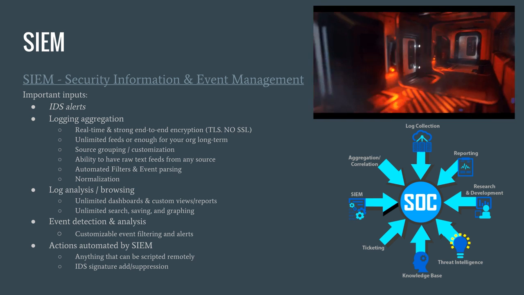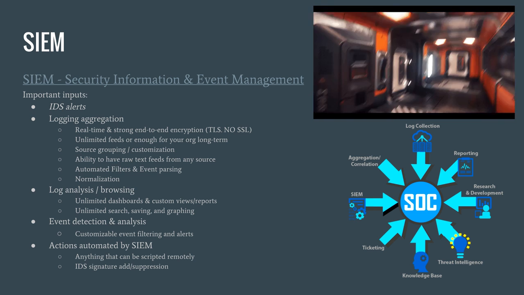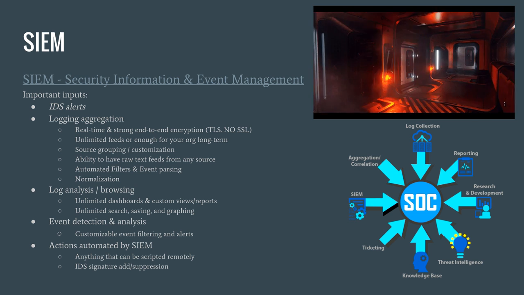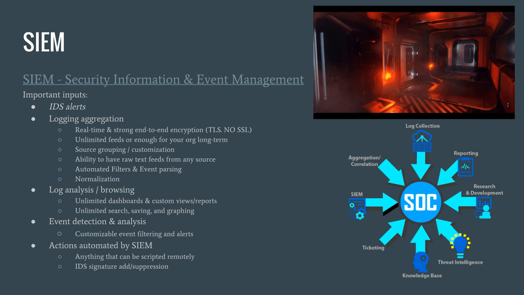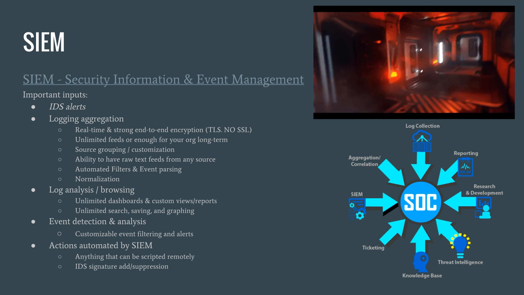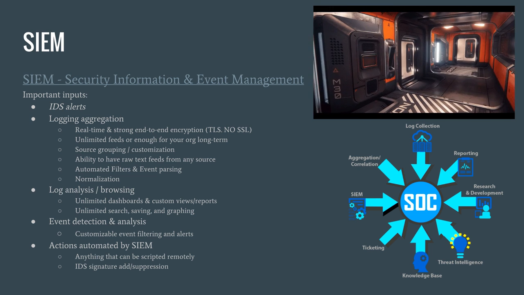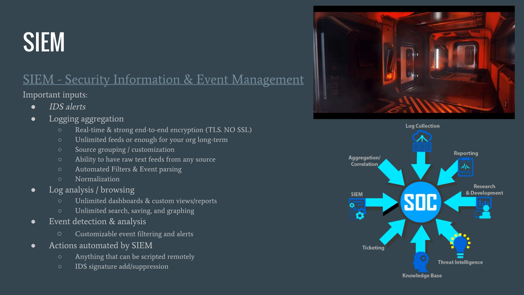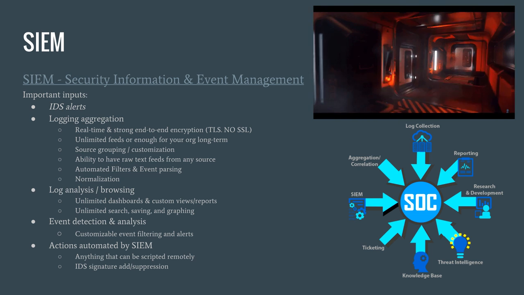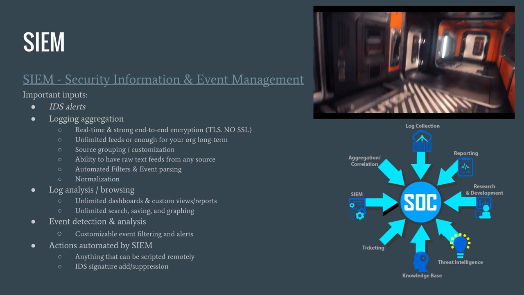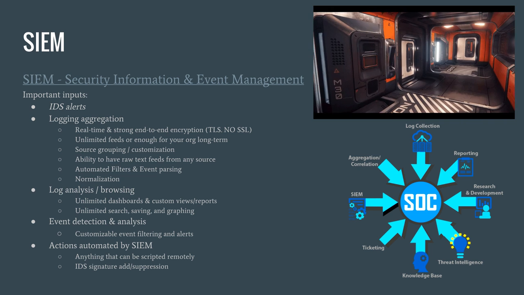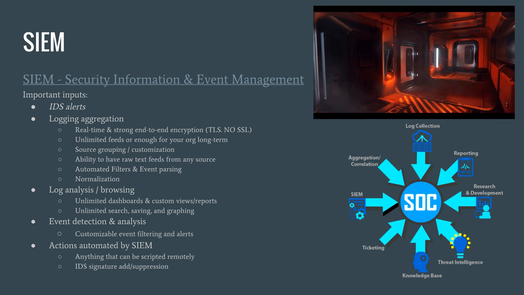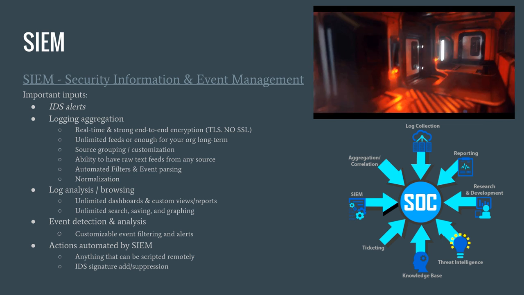In the next category, event detection and analysis, the main must-have is that there should be customizable event filtering and customizable alerts. Finally, you need to be able to trigger actions automatically through your SIEM. That basically comes down to it needing to be able to do anything that you can already script and do remotely. Also, a good must-have is IDS signature addition and suppression. This way it can suppress IDS alerts in order to investigate other theories, which primarily means trimming false positives.